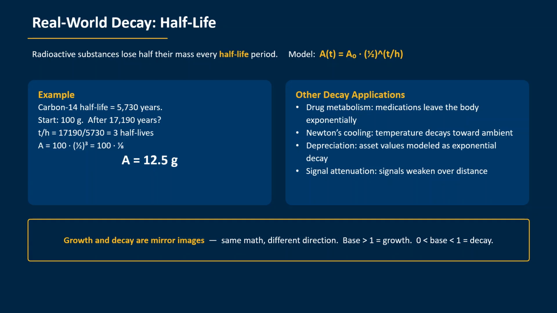After two half-lives, or 11,460 years, we are down to 25 grams. After three half-lives, 17,190 years, only 12.5 grams remain. Each interval reduces the remaining quantity by exactly half, which is the signature of exponential decay.